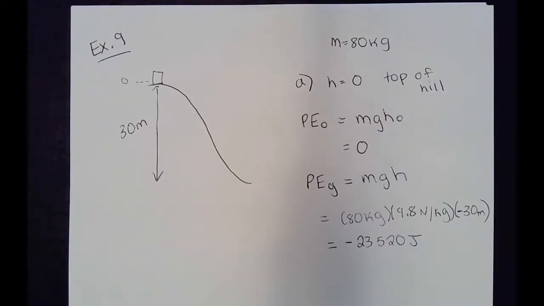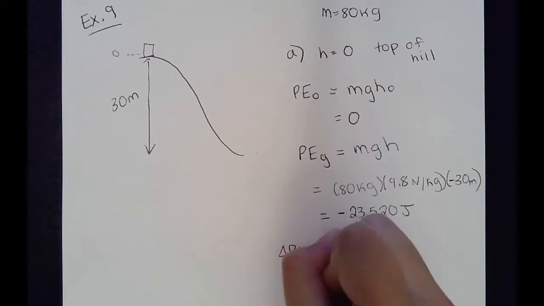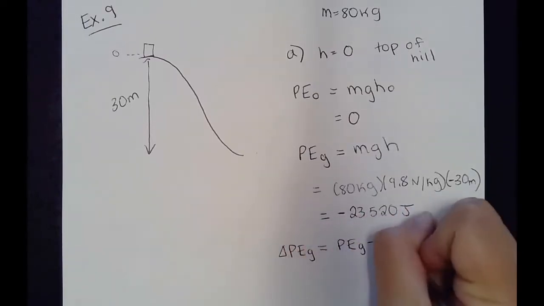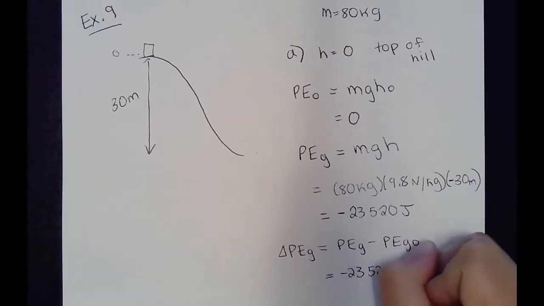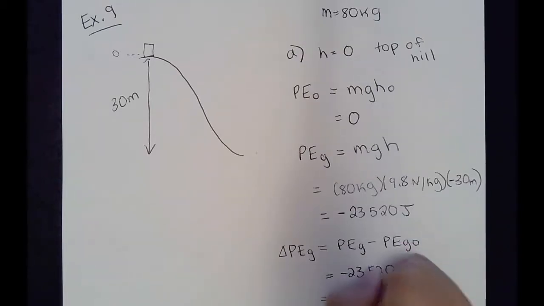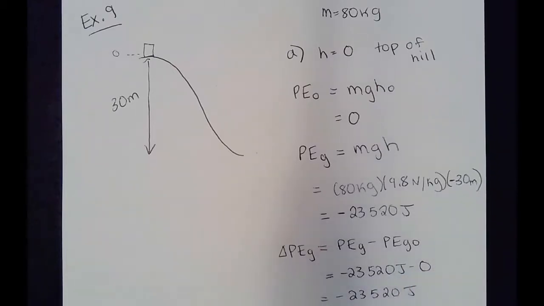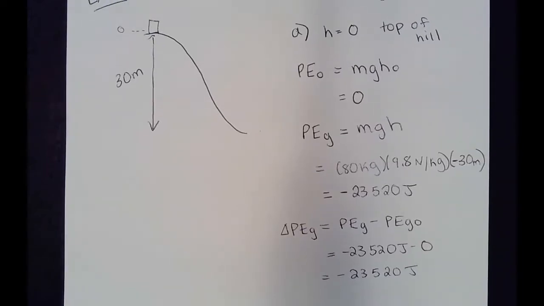Okay, so the change in potential energy, delta PE, will be potential energy final minus initial, which is going to be negative 23,520 joules minus 0. So we get negative 23,520 joules. So potential energy is lost because the skier moves down to a lower height.